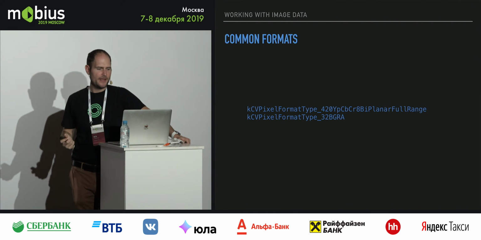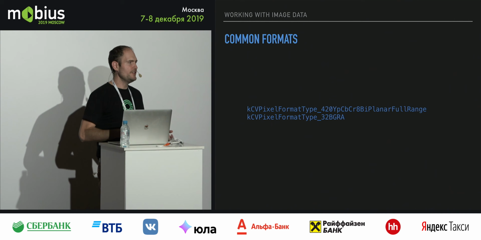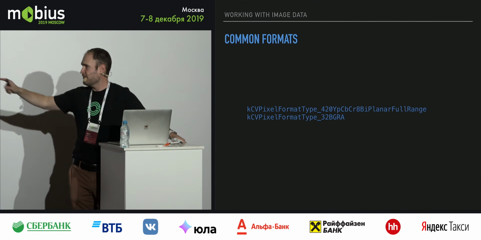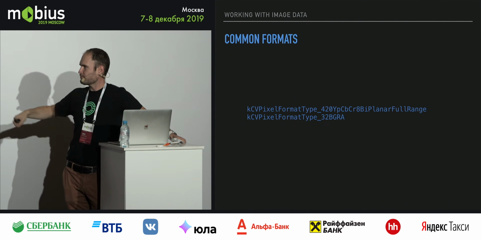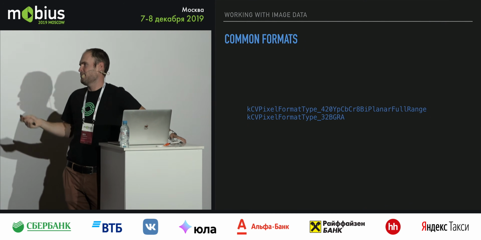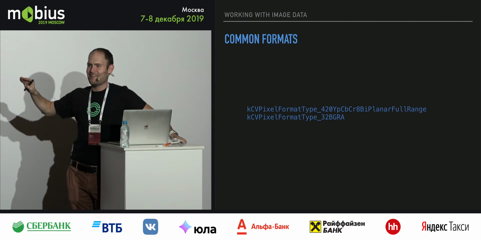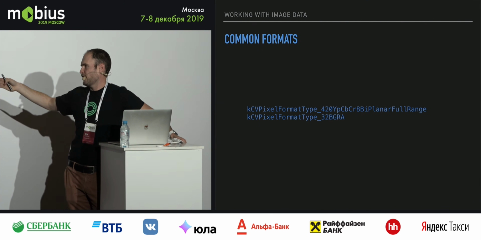So that's why if you go through the documentation, you can configure how you want data passed to you. And the default is 420 YCbCr 8 biplanar full range, which we don't need to get into. But those numbers at the beginning are not encrypted. That's what it all refers to.